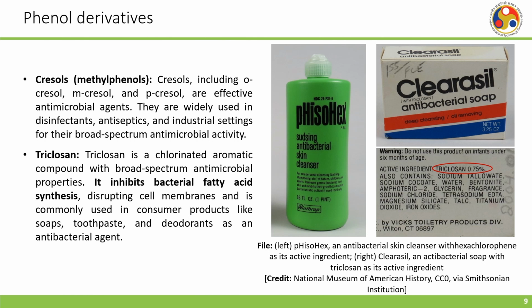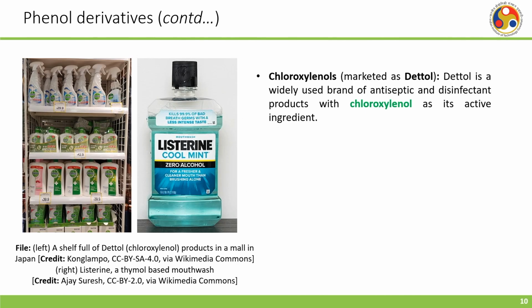Then this triclosan, as we are discussing, is a chlorinated aromatic compound with broad spectrum antimicrobial properties. It inhibits bacterial fatty acid synthesis, disrupting cell membranes, and is commonly used in consumer products like soaps, toothpastes, and deodorants as an antibacterial agent.